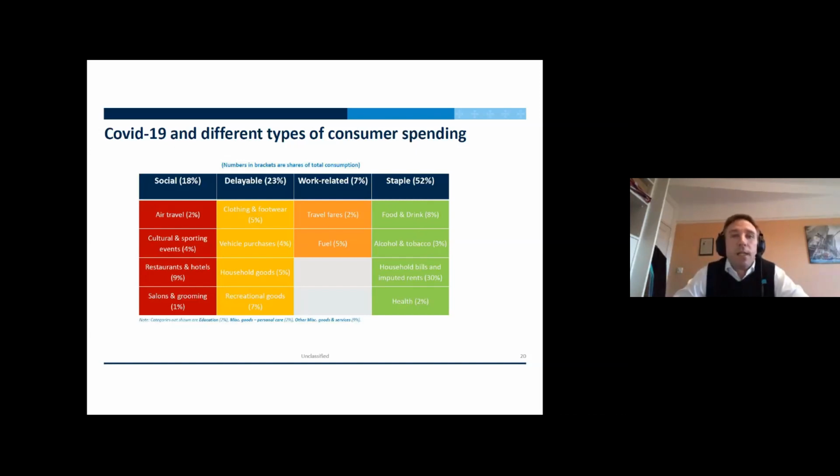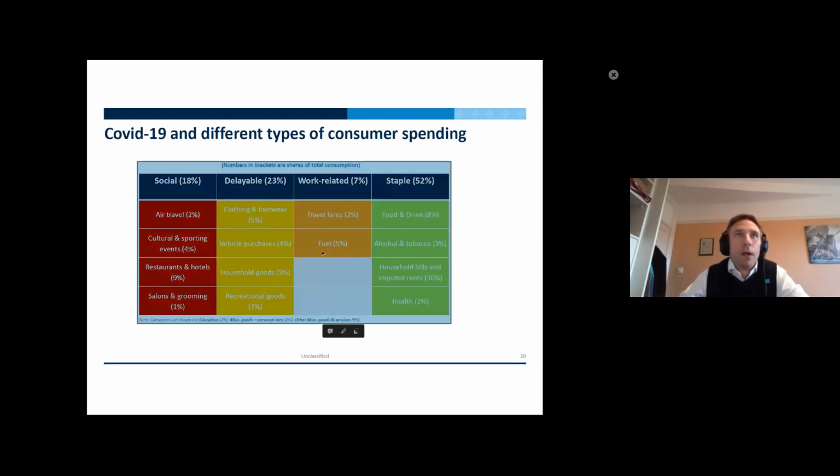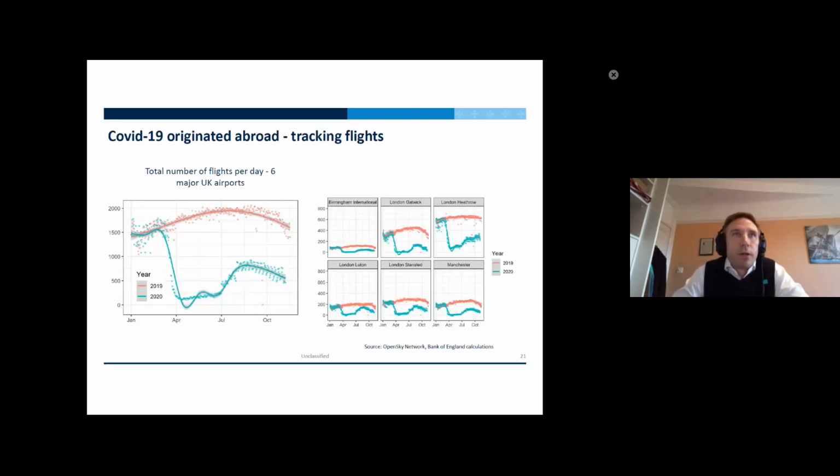And as you'll see, it's easier to find faster indicators for some parts of spending than others. Now, I'm not going to go through all of these different boxes, but as it happens, I'll start with the first one, which is air travel. So COVID obviously originated abroad and initially hit other countries harder than the UK. So one of the first places you started to see it is here, which shows total number of flights from the UK's largest 6 airports, collected from OpenSky. Obviously, you can see the big impact that COVID had initially and then weakening again more recently.